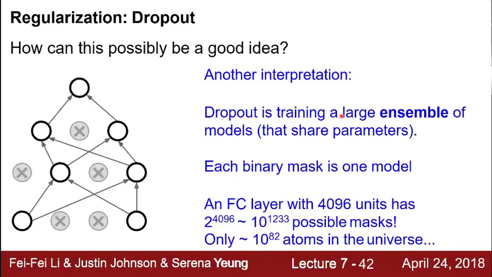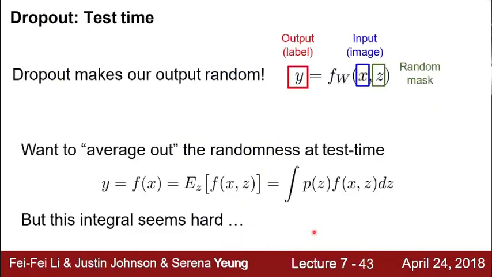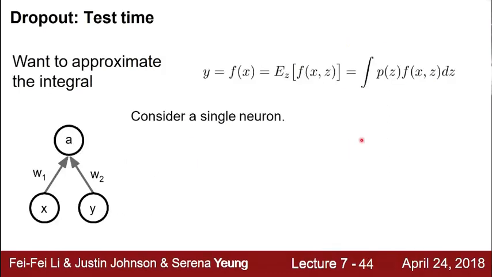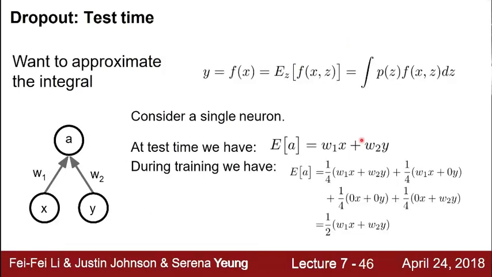So it's like having a large sample of models that share parameters, and you train them. For example, this is the total number of possible different kinds of masks, and this is a large number of networks training at the same time. Dropout is a random one. We're not going to go into that. You can read it in your book.